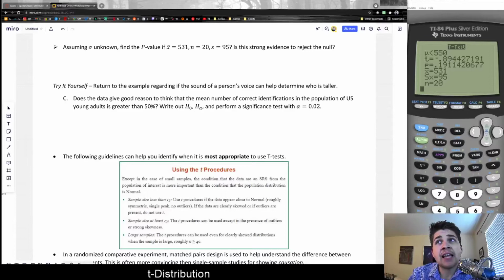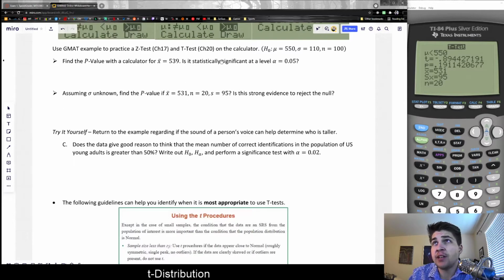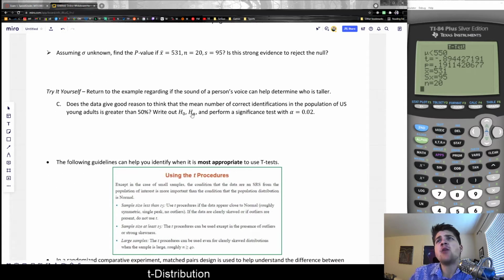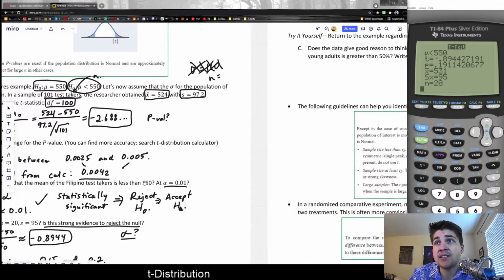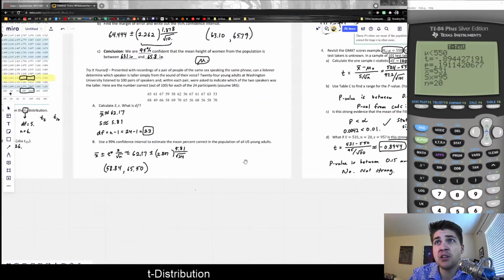Let's look at the last "try it yourself" on the other page. Actually, we've already done this in our previous videos, so we're just going to skip this one. But it says, return to the example regarding the sound of a person's voice and whether or not that will help us to determine who is taller, the example we did a confidence interval for a couple videos ago.